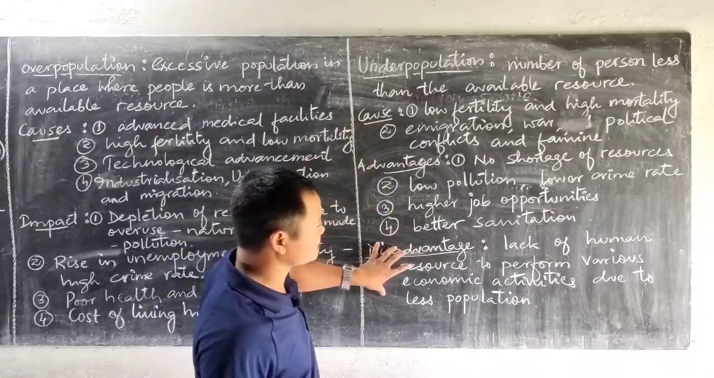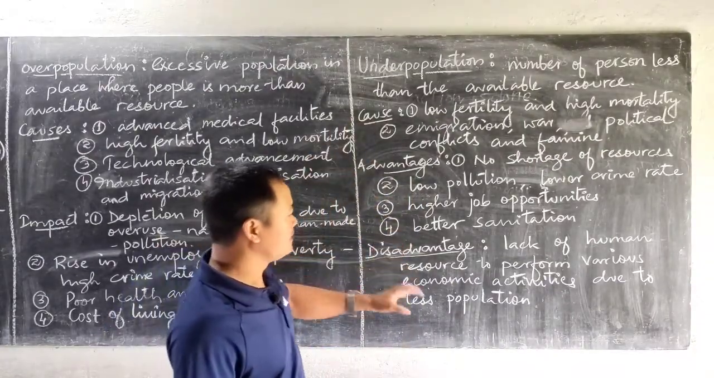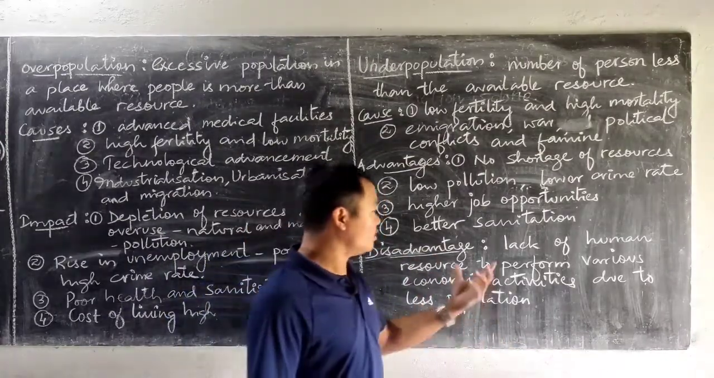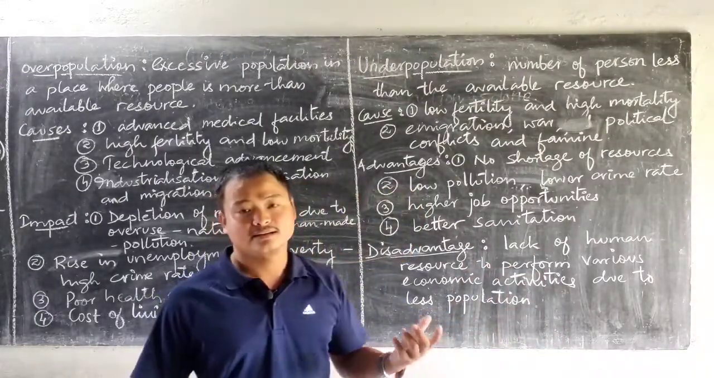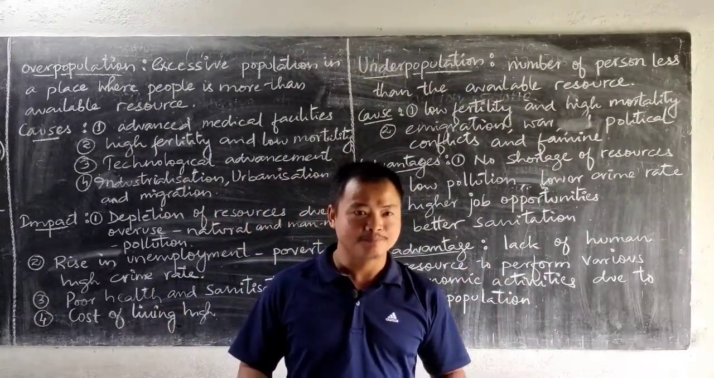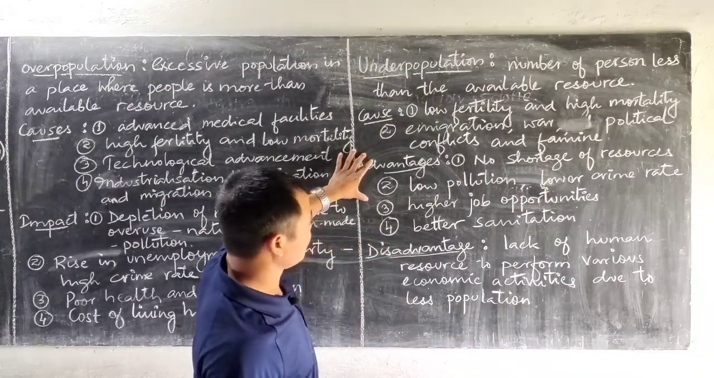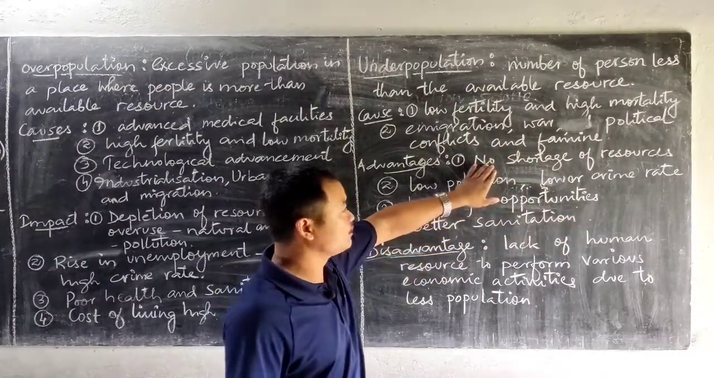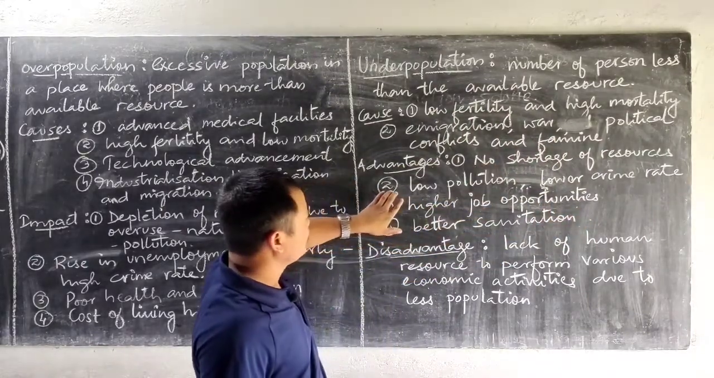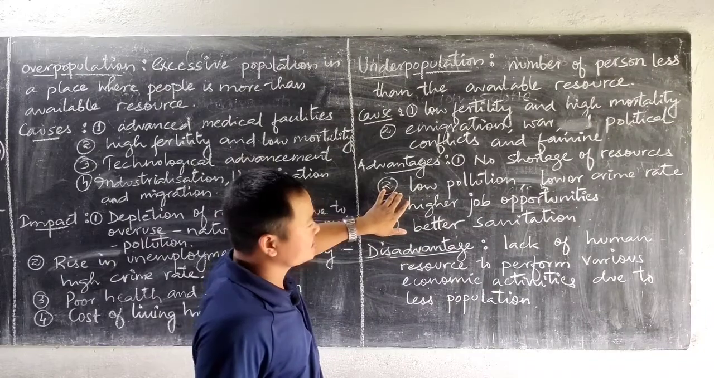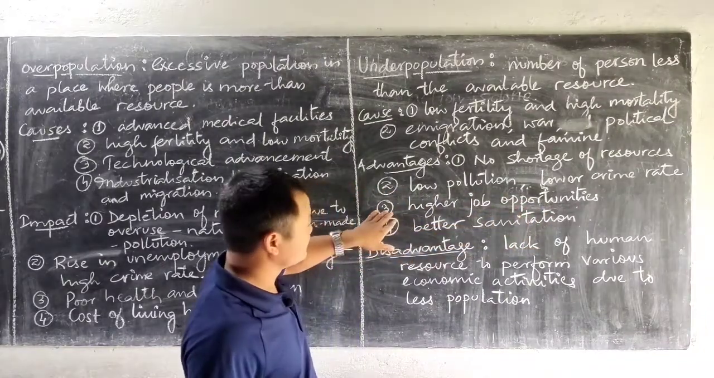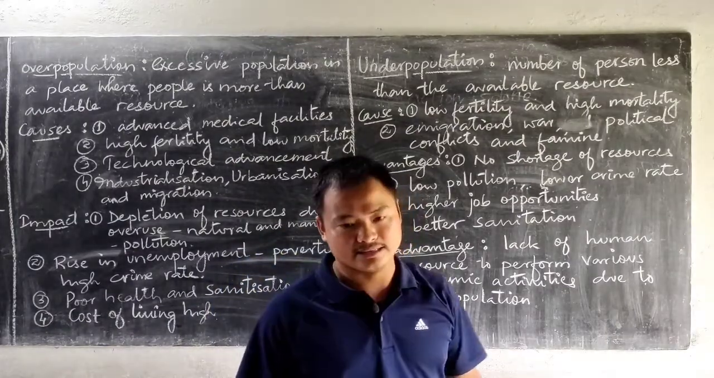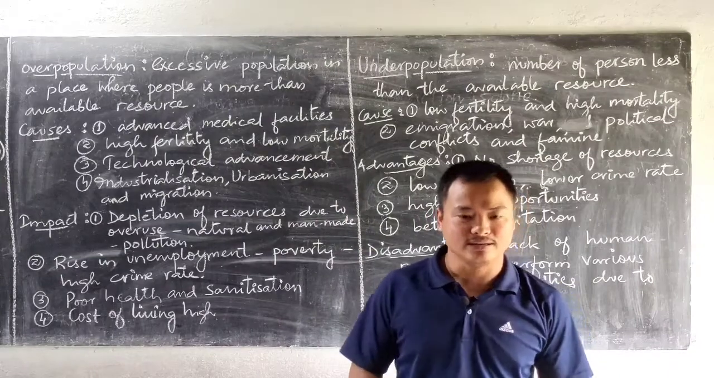The only disadvantage of underpopulation is what? The lack of human resources. Lack of human resources or manpower to work or to perform activities is its greatest disadvantage. But what are the advantages? As we already discussed, resources are plentiful, so there will be no shortage of resources. Low pollution in fact, lower crime rate, job opportunities will be high, and sanitation will also be very good as compared to the overpopulated region.